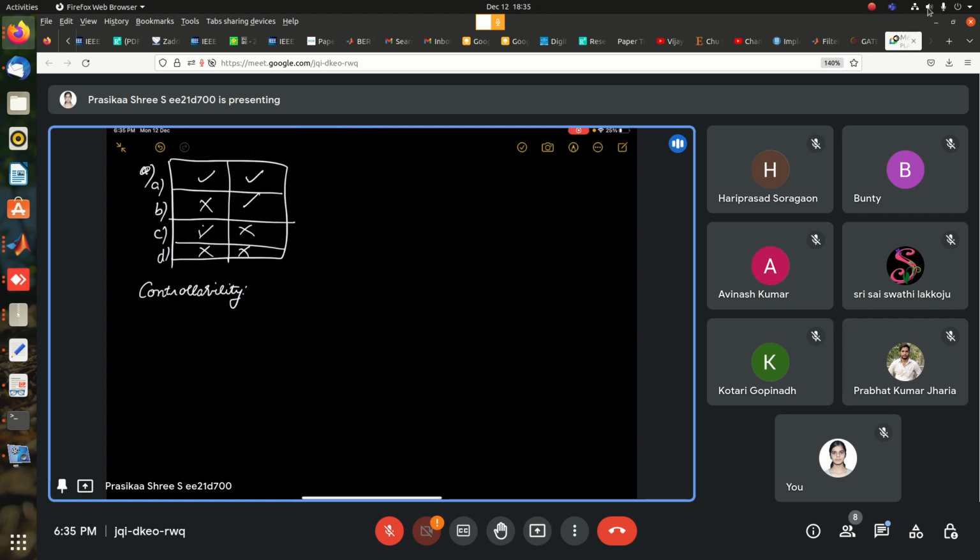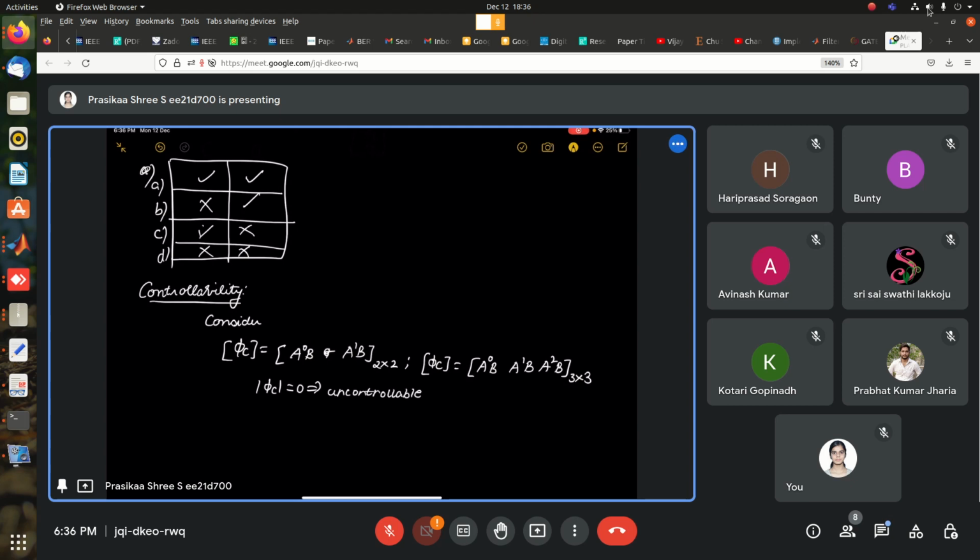Okay. So usually for controllability, they consider a controllability matrix Qc equal to A power 0 B, A power 1 B. This is a 2 cross 2 matrix. If it is a 3 cross 3 matrix, this is equal to A power 0 B, A power 1 B, A square B. If the determinant of the matrix you are forming is equal to 0, then we say it is uncontrollable. If it is not equal to 0, then we say it's controllable.